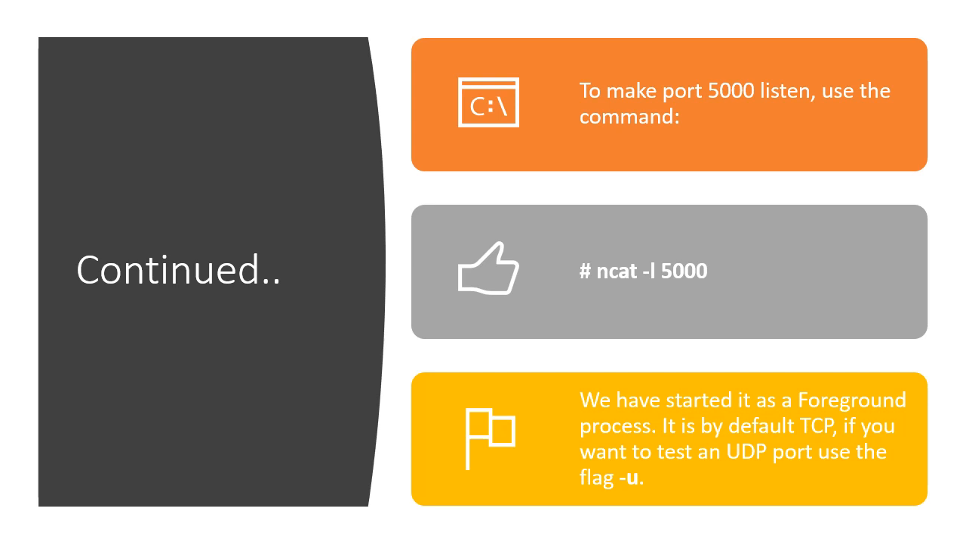To make port 5000 listen, use the following command: nc -l 5000. We have started it as a foreground process. It is TCP by default, but if you want to test a UDP port, use the flag -u.